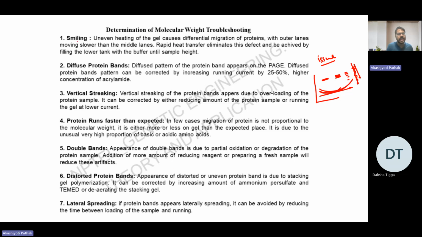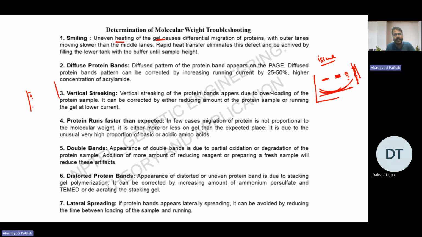So why do you get a smiling? What happens is sometimes uneven heating of the gel. If you provide a very high voltage, so you are running your gel at, say for example, 150, 170 volt, then there will be uneven heating of the gel. The gel which is near to the electrode will get heated up.